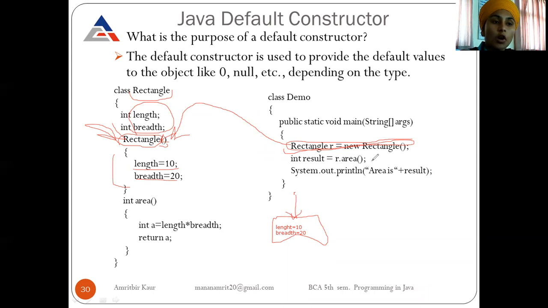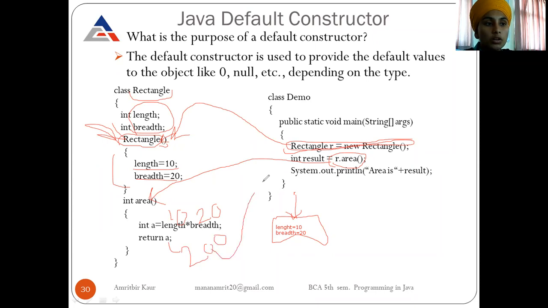Next we call our area method, and the result will be stored in result because it returns an integer value. This function will be called, and inside the body is length into breadth. Length has value 10 and breadth has value 20, so they will be multiplied and the result stored into A. Now A becomes 200. So return A means return 200. This 200 will be returned to the result variable, so now result contains 200. After that we can use it.